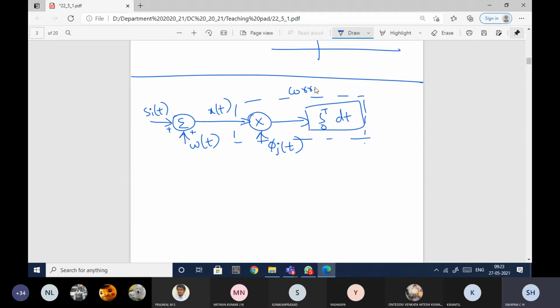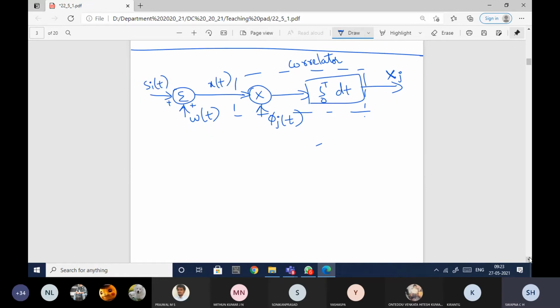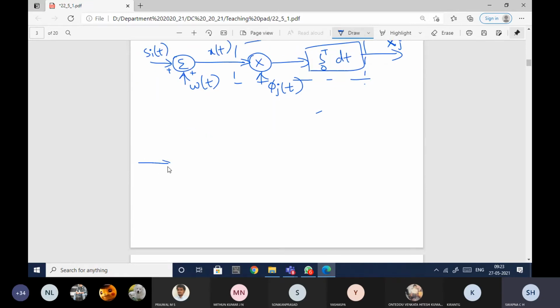So that I'll get xj here. Not si, instead of si, I'm going to get xj. This is what is happening at the receiver end. Now I'll draw the elaborated one for your reference. Si of t will get added with W of t, so here you'll have x of t.